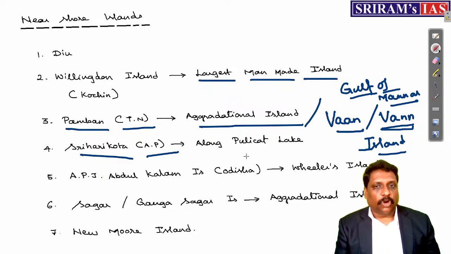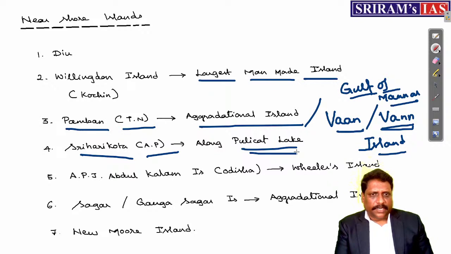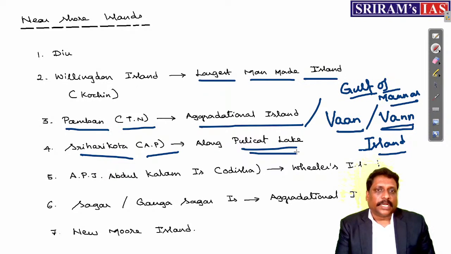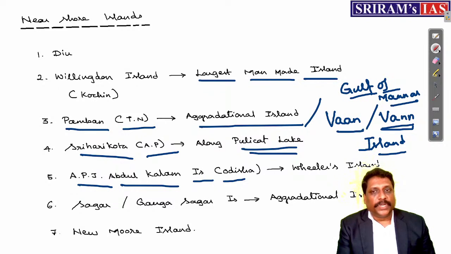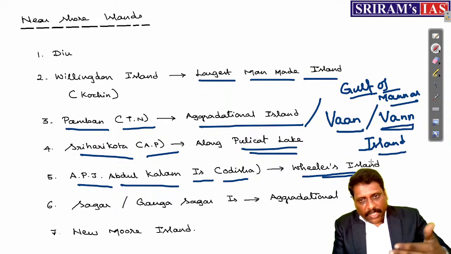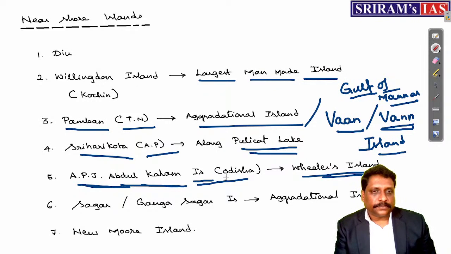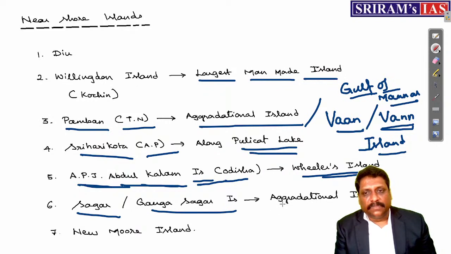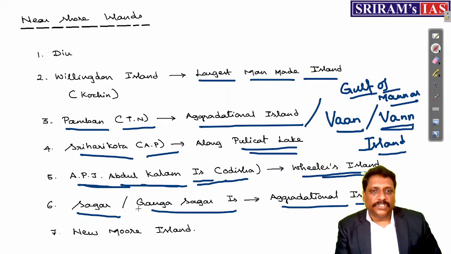Then Sriharikota. We talked about Pulicat Lake, right? Along the banks of Pulicat Lake, we have Sriharikota, where you have the launching pad of India. Politically, Sriharikota is part of Andhra Pradesh. Then every time in the news, my dear friends, whenever a missile is tested, you will come across this island called APJ Abdul Kalam Island, Odisha. The old name is Wheeler's Island, very near to Chandipur beach and Bhitarkanika National Park. Then we have Sagar or Ganga Sagar Island in West Bengal, a kind of aggradational island in the deltaic region of the Gangetic Delta.